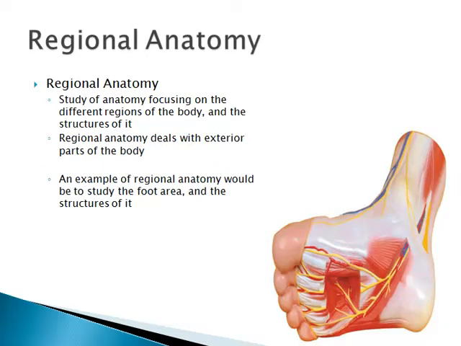Regional anatomy. Regional anatomy is the study of anatomy focusing on the different regions of the body and the structures of it. Regional anatomy deals with the exterior parts of the body. An example of regional anatomy would be to study the foot area and the structures of it, being the toes and the heel.